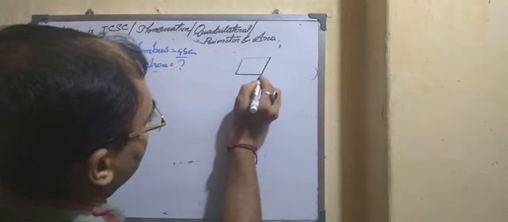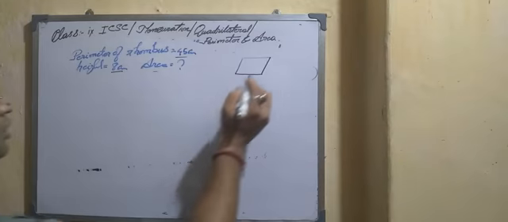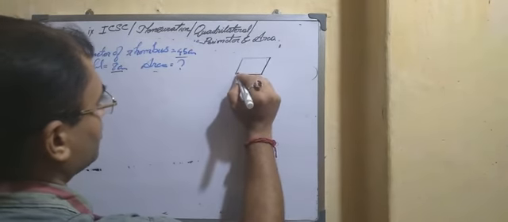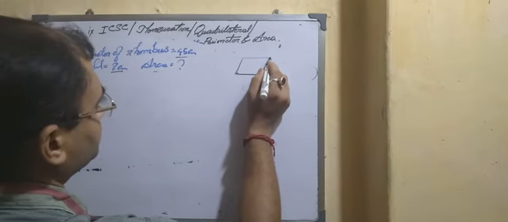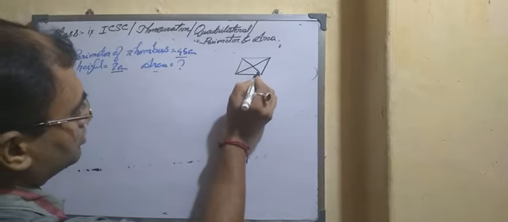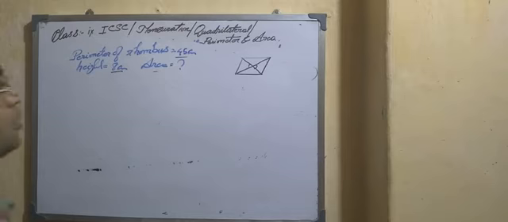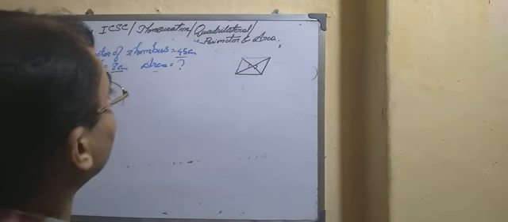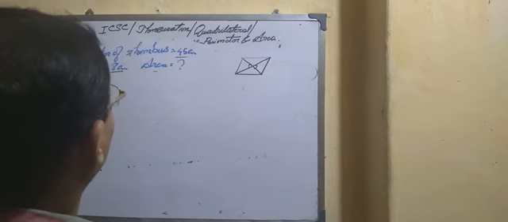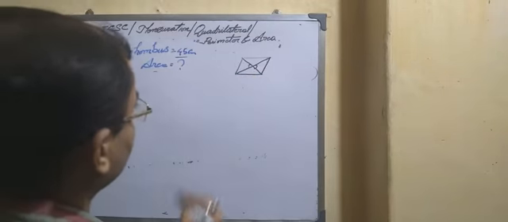This is a rhombus. Okay, there all the sides are equal. The diagonals are perpendicular, bisect each other, and we know the area will be half the product of diagonals. Okay, but what is given here? The perimeter is given here. Here diagonal is not given.